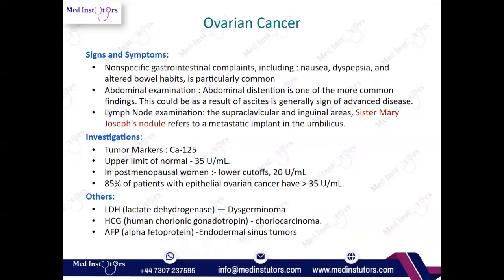Okay, generically, what kind of investigation do we do? We start with CA-125 levels. Then we need to rule out other causes: we need to do CA-125, LDH, HCG, and alpha-fetoprotein so that we can differentiate what kind of ovarian cancer a female has. So this is a summary.